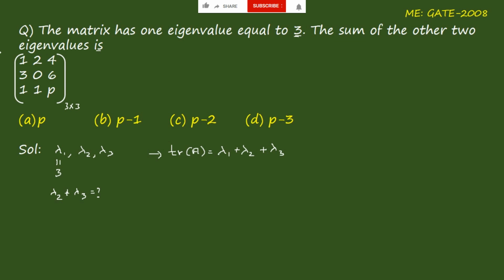So trace of A is nothing but the sum of the diagonal elements. So it becomes 1 plus 0 plus P, which is equal to lambda 1, which we consider as 3, plus lambda 2 plus lambda 3. Now you have to find the value of lambda 2 plus lambda 3, which becomes P plus 1 minus 3, which is equal to P minus 2. Right? Which is nothing but the sum of the two eigenvalues. So the answer is option C.